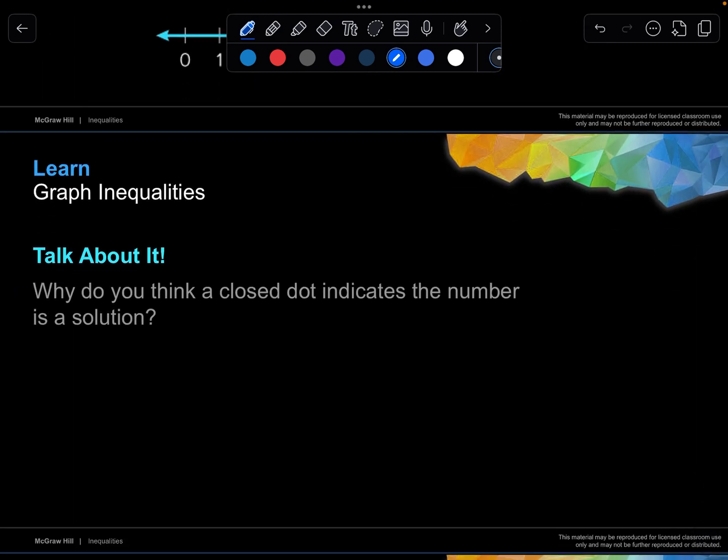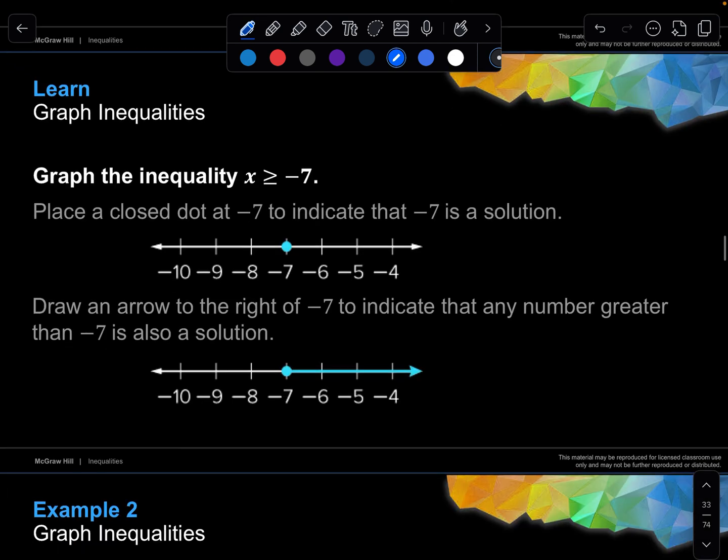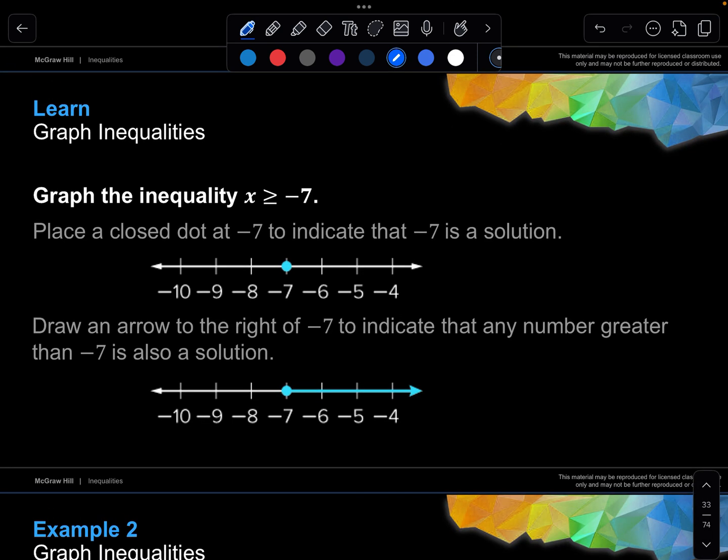Moving on, why do you think a closed dot indicates the number is a solution? Because filling in the dot means that number is also included. Guys, we're now on page 381 of your book. Let's graph the inequality x greater than or equal to minus 7. So again, we're going to place our dot at minus 7. And because we have the equal to sign over here, it is going to be a closed dot. And because it's a greater than, it's going to be numbers to the right.